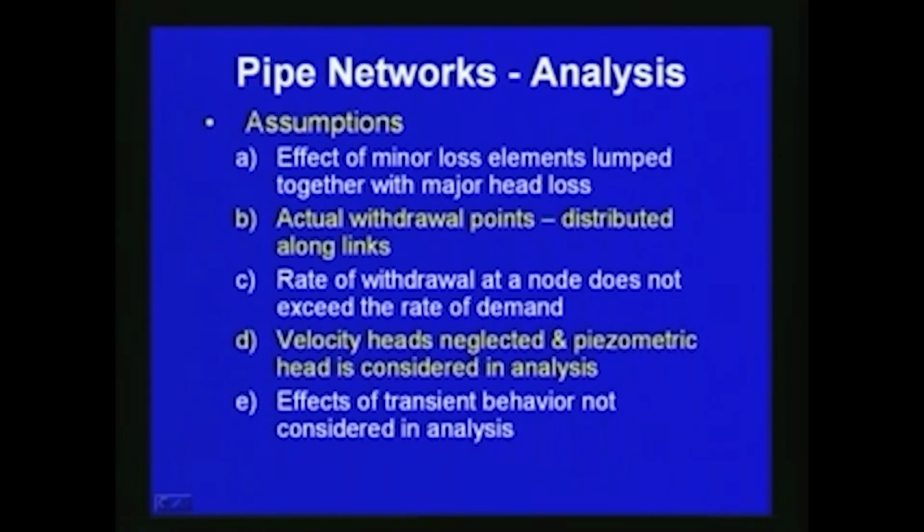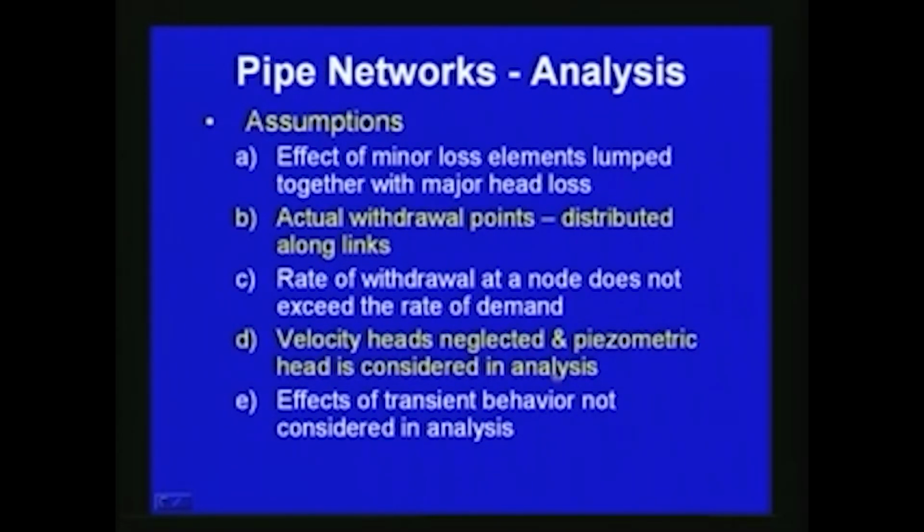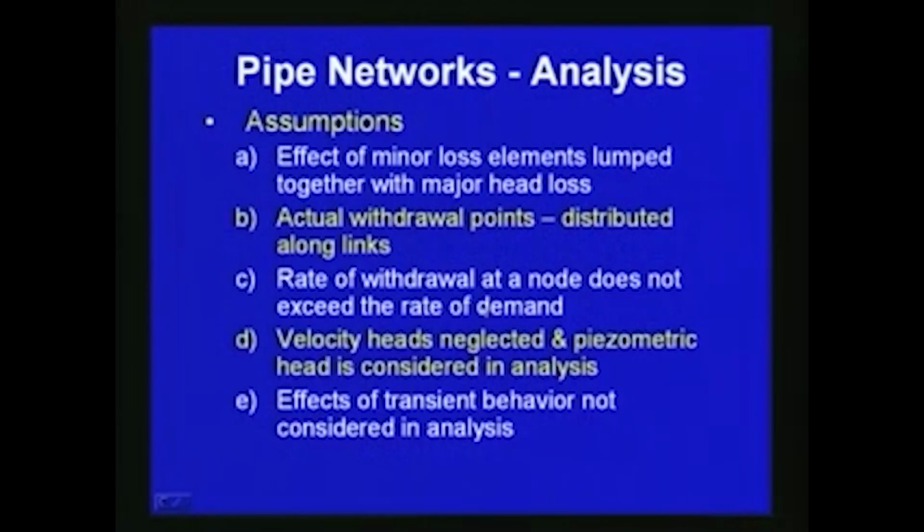And then the fourth one is that velocity heads are generally neglected, since the system is so complex that if you consider all the things, it will be very difficult to solve. So, velocity heads are neglected, and the piezometric head is generally considered in the analysis. As we have seen in the system earlier, we will be considering the piezometric head instead of the velocity head. And the effect of transient behavior is not generally considered in these kinds of analysis, since the analysis is so complex. So, we may not consider the transient effects. Based upon these assumptions, we try to solve these kinds of complex pipe networks.